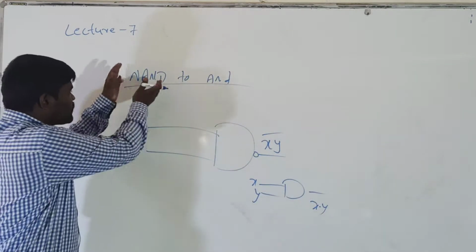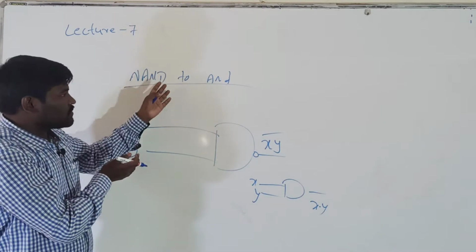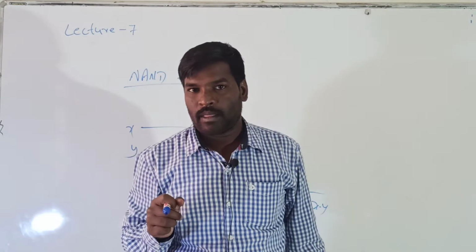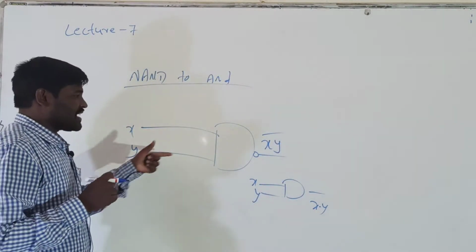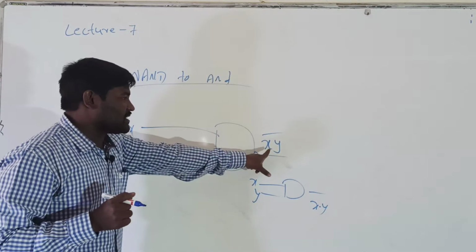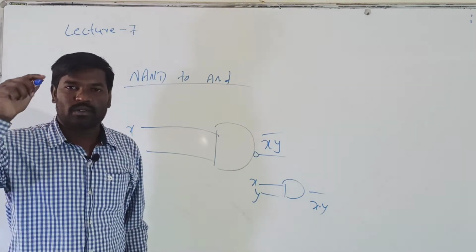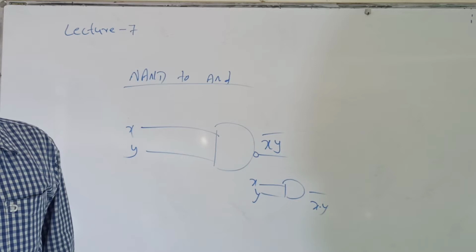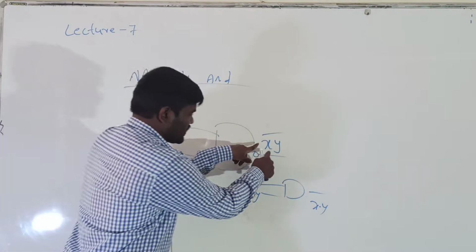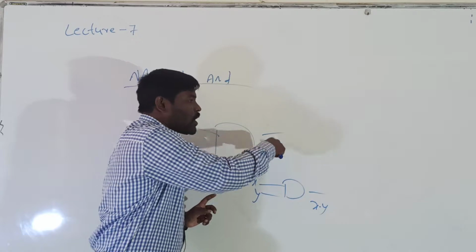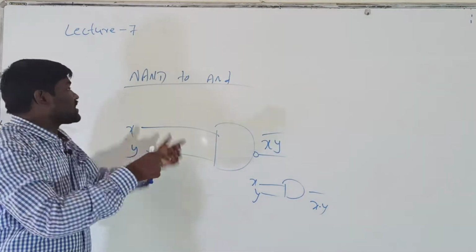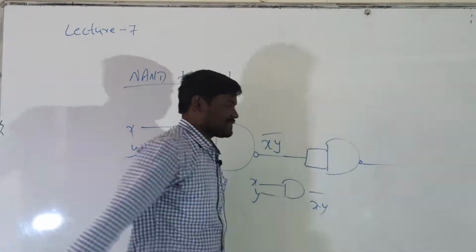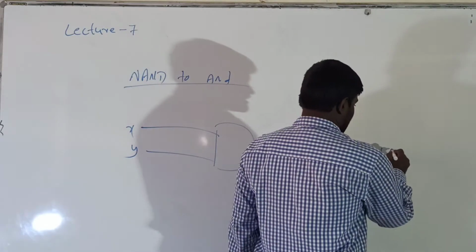In the same way, if you want to apply NAND to the AND means, again you will get the result as X into Y only. See here X and Y is there. Directly if I apply the NAND gate means, here X into Y whole bar, but the result must be X into Y. See here X Y bar is there. Again we have to apply the inverter with respect to the NAND. With respect to the NAND means, you can draw like this. Here the result is X into Y.